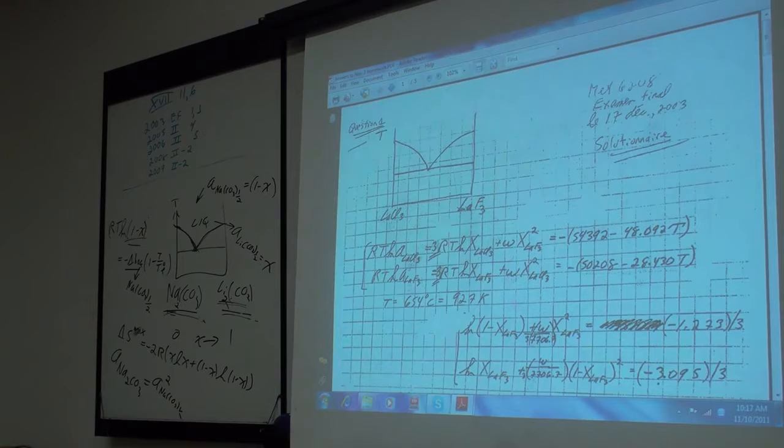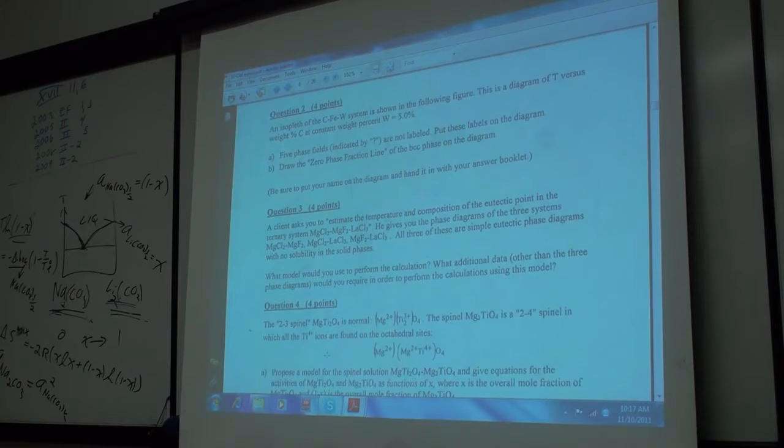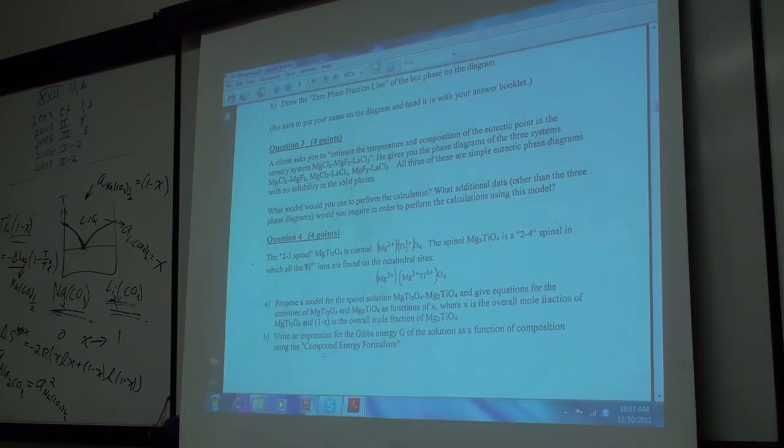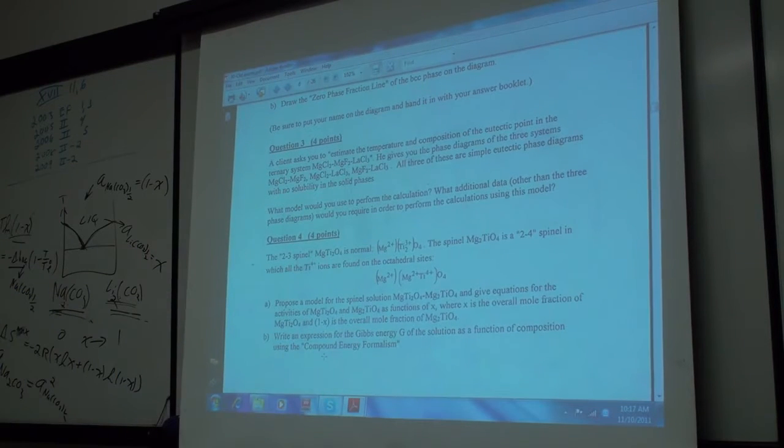Okay, now 2003 final exam number 3 is more complicated. No, sorry, I haven't got to the complicated one. Just a second. A client asks you to estimate the temperature and composition of the eutectic point in the ternary system MgCl2, MgF2, LaCl3. He gives you the phase diagrams of the 3 binary subsystems. They're all simple eutectic systems with no solubility in the solid phases.